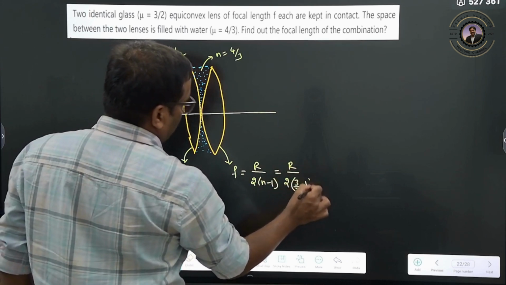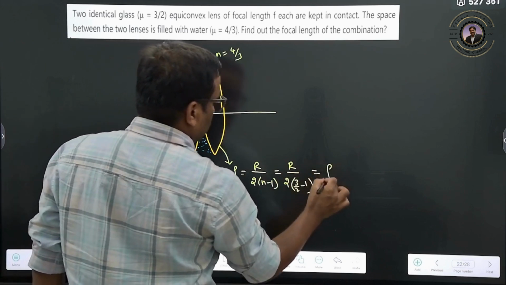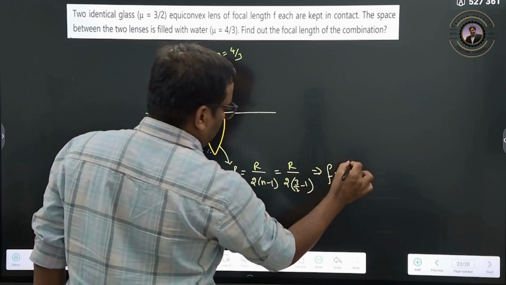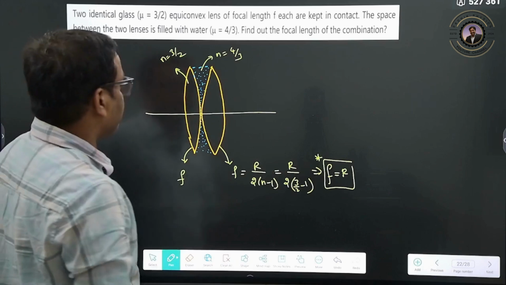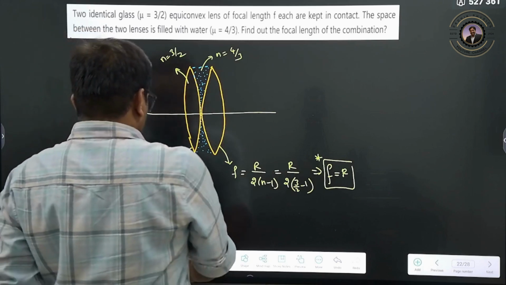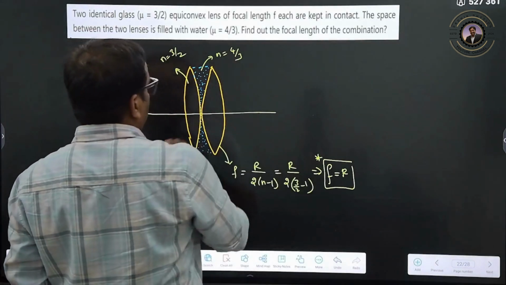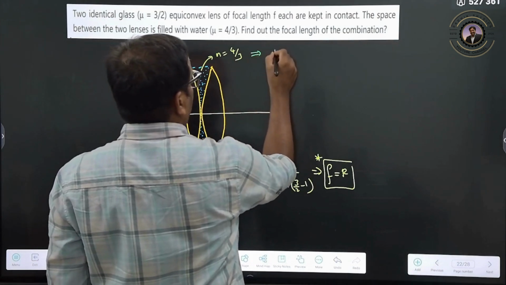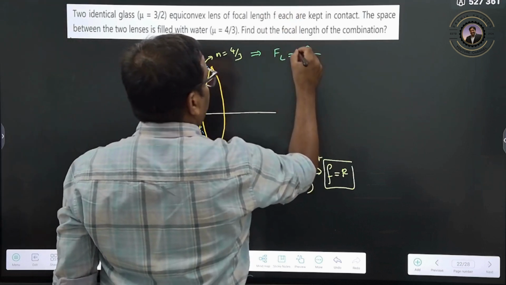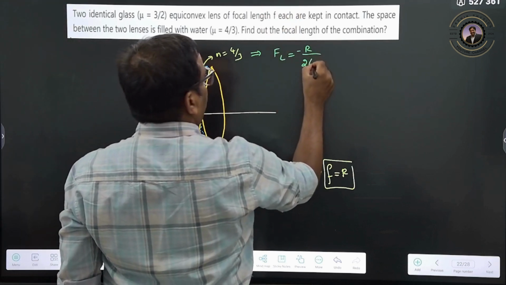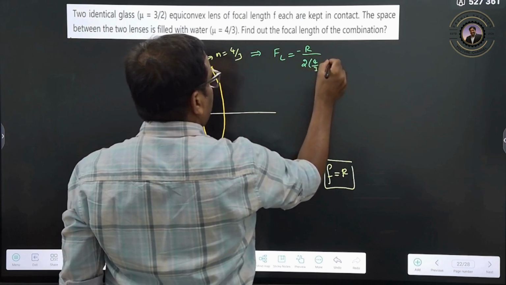3 by 2 minus 1, 1 by 2, 1 by 2 cancel. So that implies focal length will be equal to the radius of curvature. Clear? Then we can calculate the focal length of this water lens, no? Focal length of this liquid lens will be equal to r by minus r by 2 of n minus 1, means 4 by 3 minus 1.